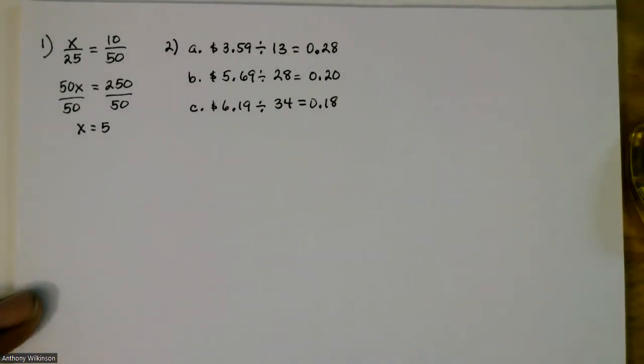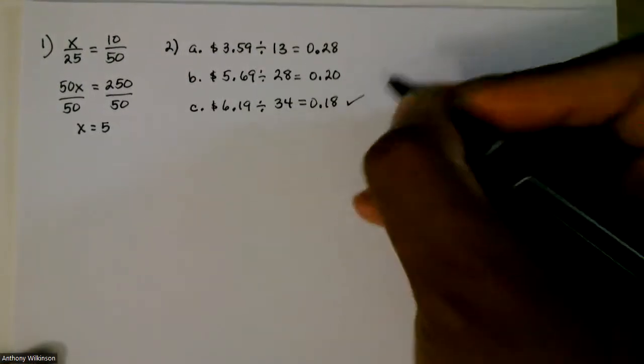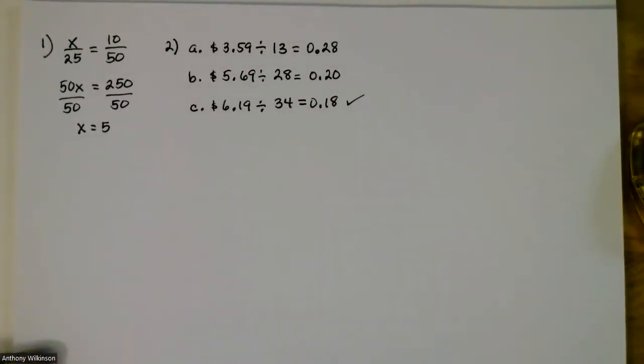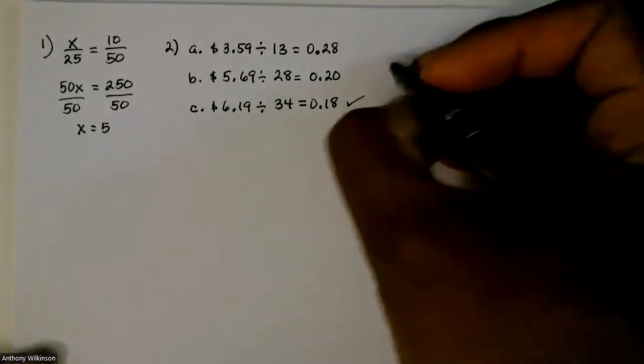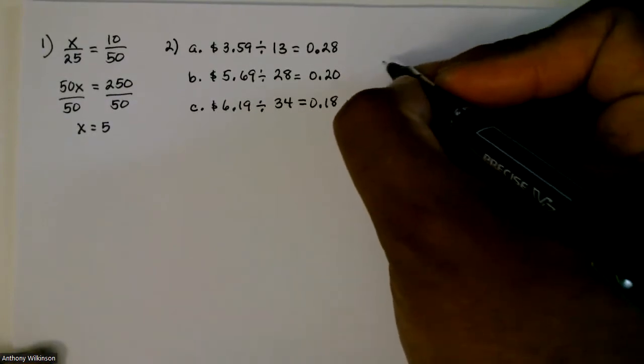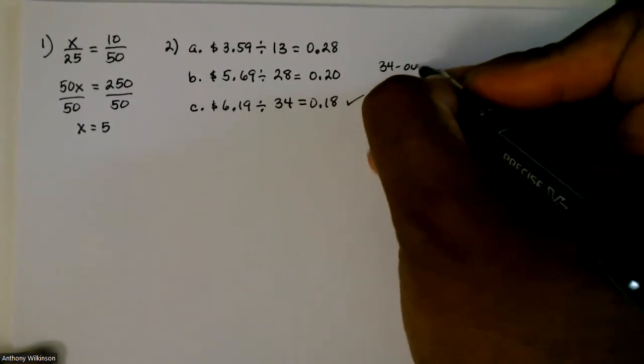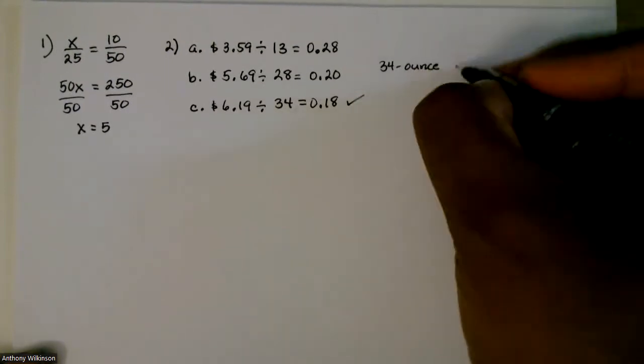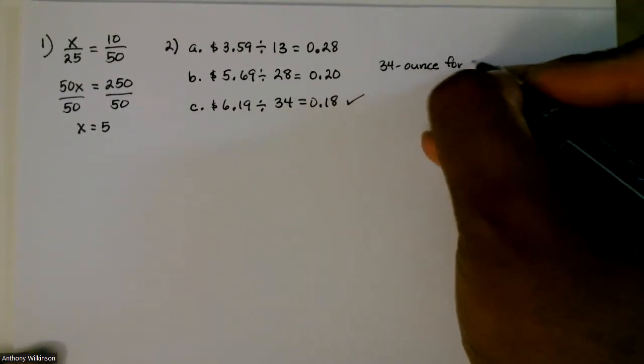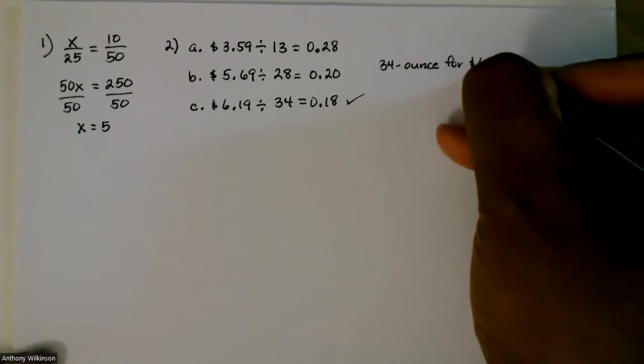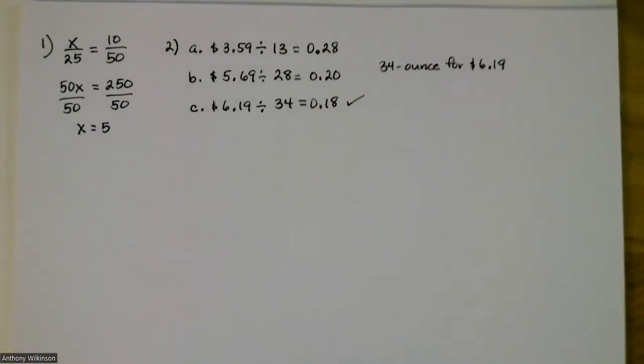So in this case here, the lowest cost per unit is the better buy, or the best buy. So 18 cents is lower than 20 cents and lower than 28 cents. So that means that the 34-ounce box of cereal for $6.19 is the best buy. Okay.